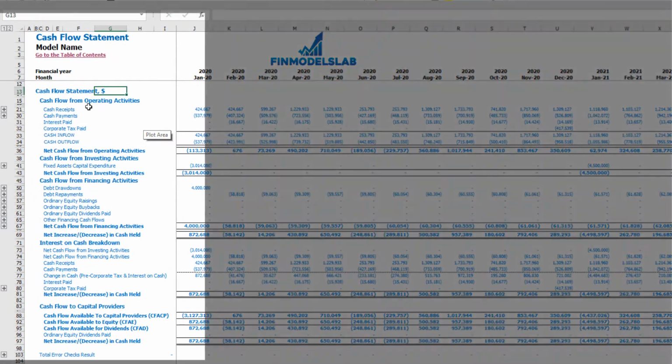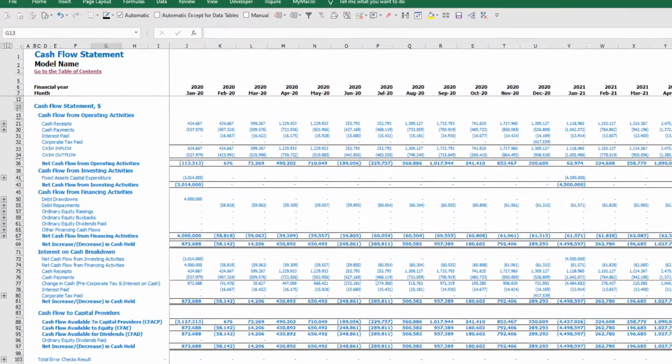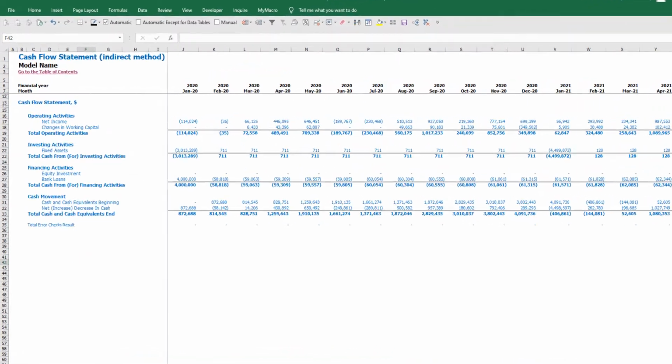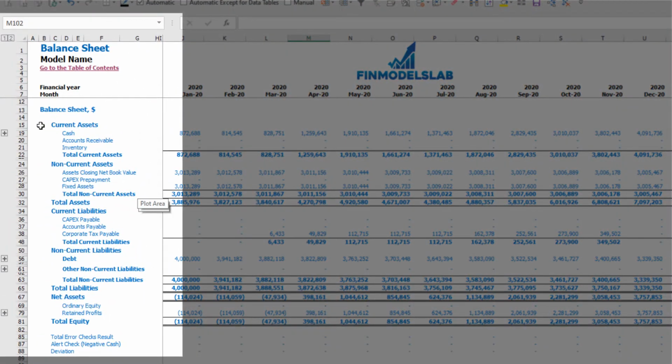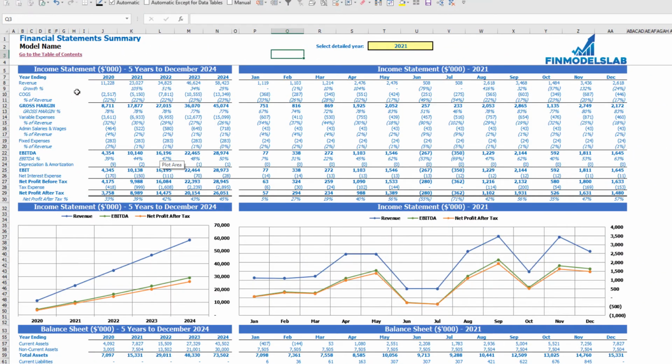On the cash flow statement you may see your cash flow broken down by cash flow from operating activities, cash flow from investing activities, and cash flow from financing activities. The same information you may see on the cash flow statement in a direct method, operating, investing and financing activities, but in more collapsed form, just easier to see the information here. And the balance sheet will show you the breakdown of your current assets, non-current assets, current liabilities, non-current liabilities and equity by its subcategories.